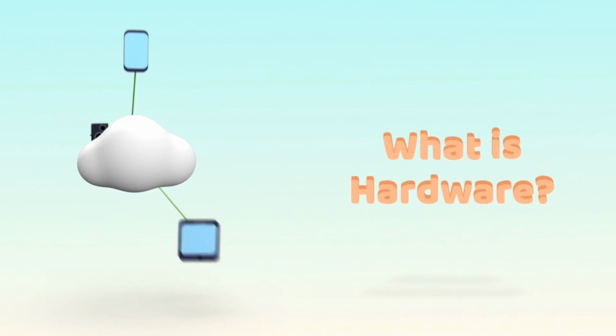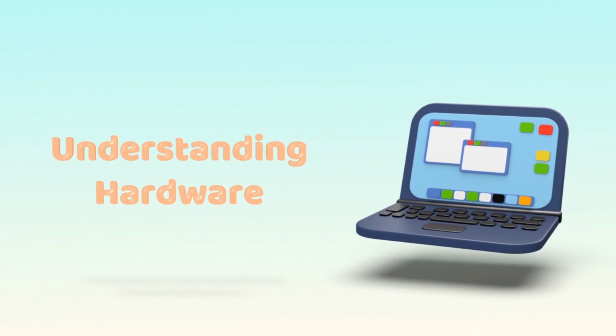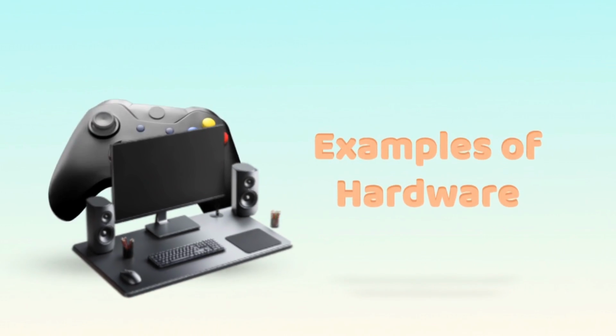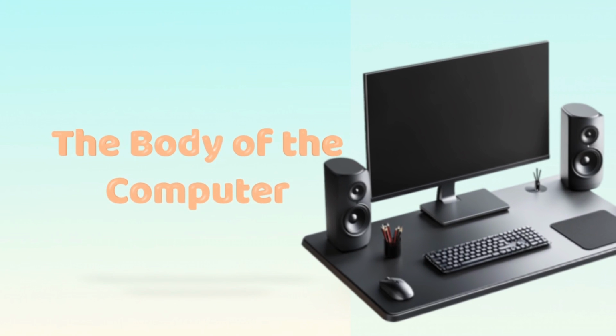Let's start with hardware. Hardware is the part of the computer you can touch. The keyboard, mouse, and screen are all hardware. They are like the body of the computer.